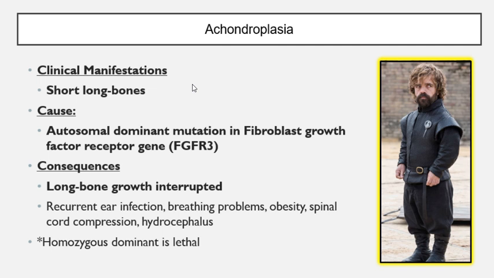And the reason why is because of this factor called a fibroblast growth factor receptor gene. That gene is really, really important. It's a complicated biology, but it's important for growing those bones to a physiologically normal length. And so at the end of the day, if you don't have that, you're going to have your long bone growth interrupted. You also have these weird things where you have recurrent ear infections, breathing problems, obesity because metabolism is significantly lowered, spinal cord compression.